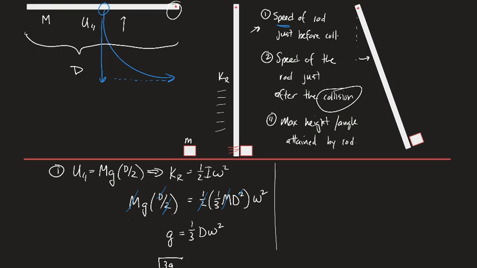Linear momentum is not conserved in this question because of this point right here. There's an external force on the system, so that prevents there from being any conservation of linear momentum. And gravity is acting on the system. That also prevents there from being conservation of linear momentum. But there's conservation of angular momentum, which means the angular momentum of the bar just before the collision has to be equal to the angular momentum of the bar block system after the collision.